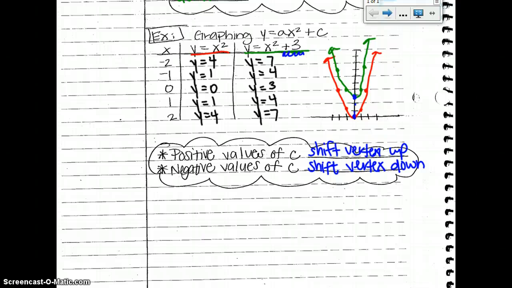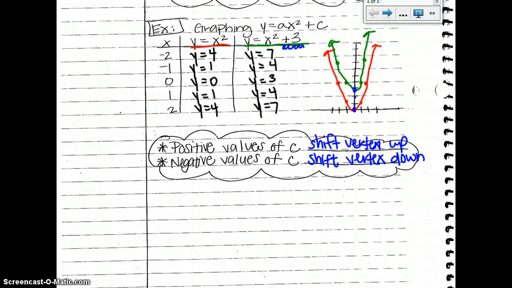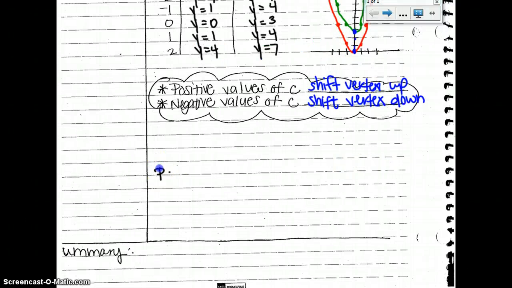Okay, your homework that we will start in class on Wednesday is page 553, 10 through 30 even, and number 46. You are more than welcome to get started on this tonight. Otherwise, we will do it in class tomorrow.